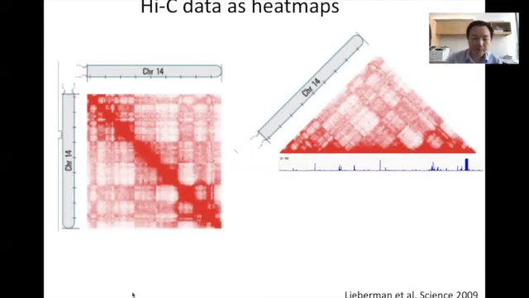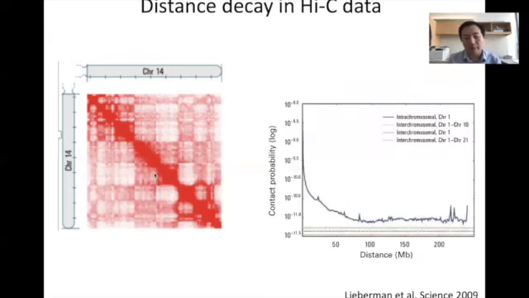All right. One feature you can observe is that the closer you are to the diagonal, the higher the values are. In this plot, the x-axis is the genomic distance between the two loci, and the y-axis is the contact probability. Essentially that means the closer two genomic loci are to each other, the more they tend to have chromosome interactions, which is relatively intuitive.